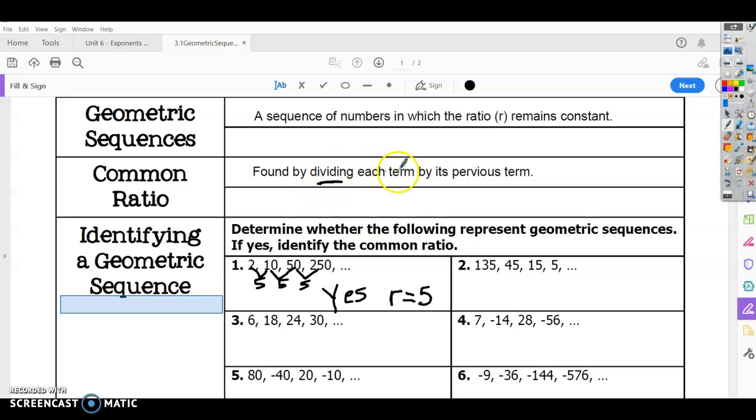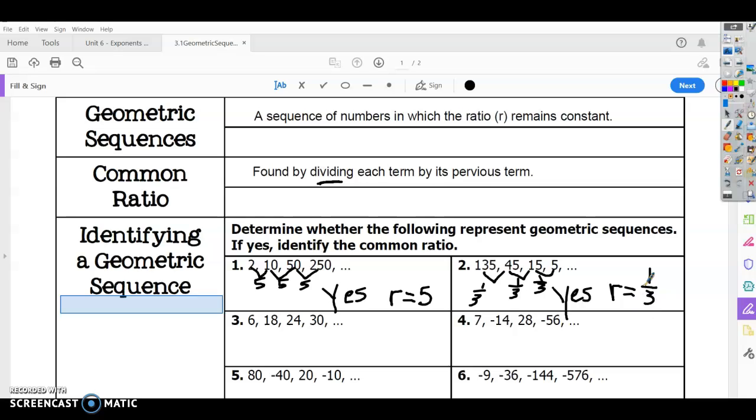All right, so let's look at this by dividing by the previous term here. If we do 5 divided by 15, that's going to be 1/3. 15 divided by 45, that's 1/3 as well. And 45 divided by 135, that is 1/3 as well. So yes, this is a geometric sequence, and our common ratio this time is 1/3.